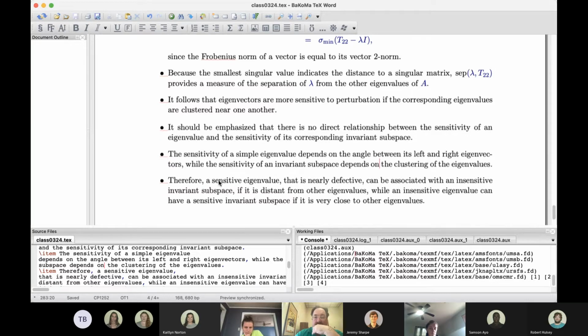So let's suppose we have a particularly sensitive eigenvalue. So its left and right eigenvectors are nearly orthogonal. But if that eigenvalue is far away from other eigenvalues, the eigenvector that goes with it can be insensitive. On the other hand, if the eigenvalue is well conditioned, so it's insensitive to perturbations, if it is very close to other eigenvalues, then its eigenvector can be ill conditioned. So you just never know.